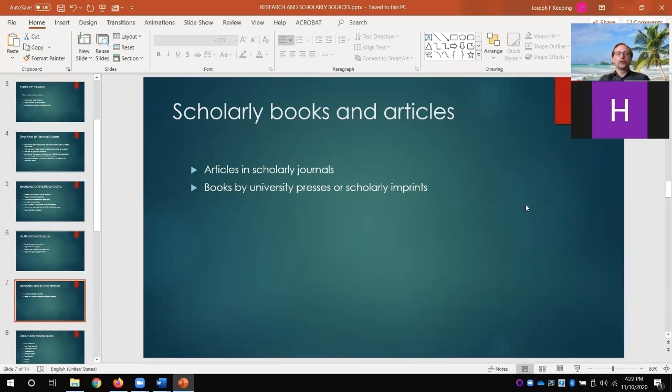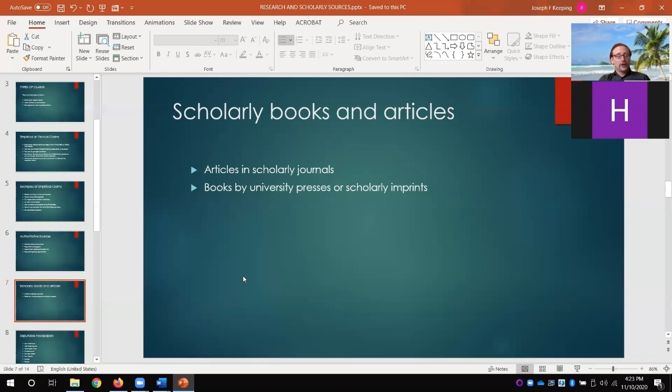Books by university presses or scholarly imprints. How do you know if a book is by a university press or scholarly imprint? Well, you just look in the book and it'll tell you who the publisher is. What is a scholarly imprint? When it comes to these kinds of books, they're either going to be published by universities or by regular book publishers. Some regular book publishers, most of the really big ones, have scholarly imprints, which basically means they might publish science fiction books and cookbooks or whatever, but those will be under a different name than the scholarly books.